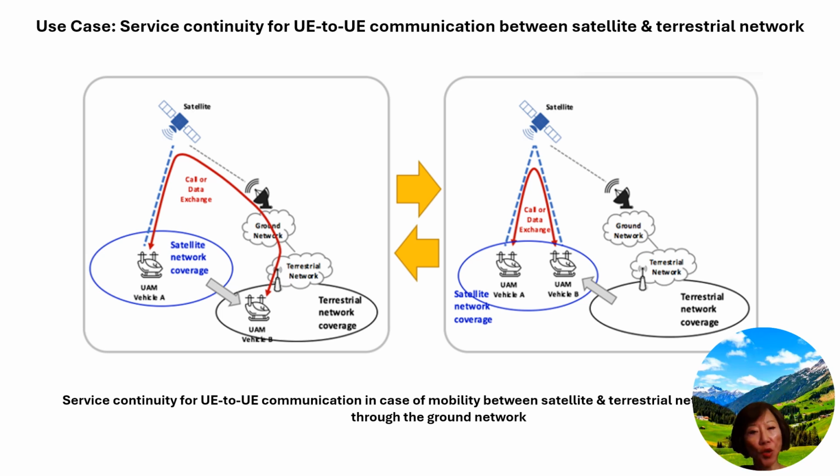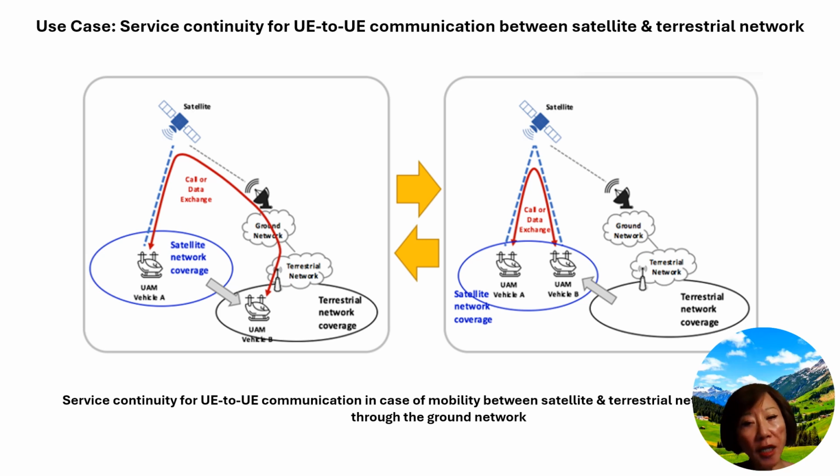So this is showing again another seamless transition. The diagram demonstrates how communication is maintained as one UAV moves from satellite to terrestrial network coverage. The UAVs maintain direct communication without routing through the ground network, even when on different network types. So you're seeing direct UE to UE communication.